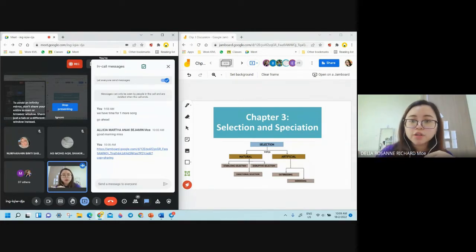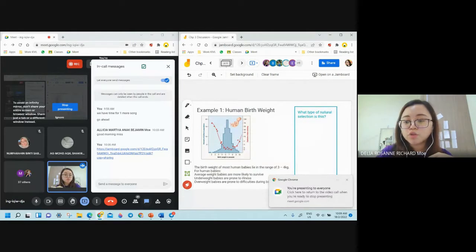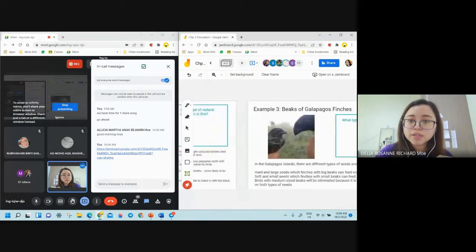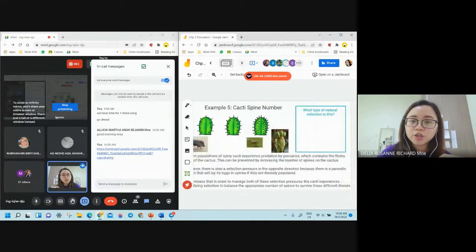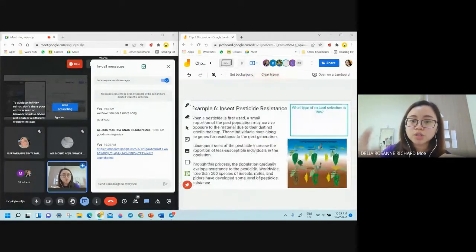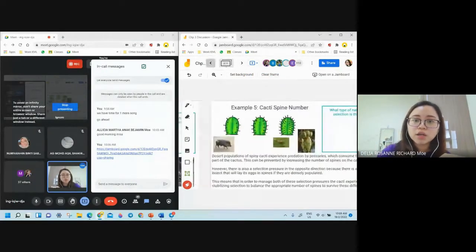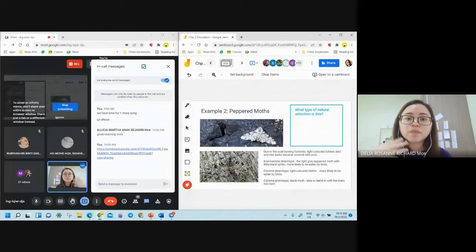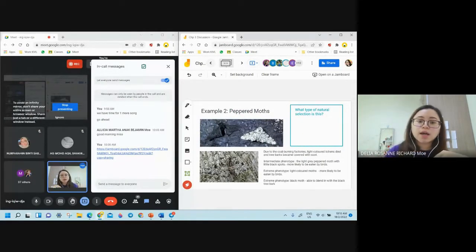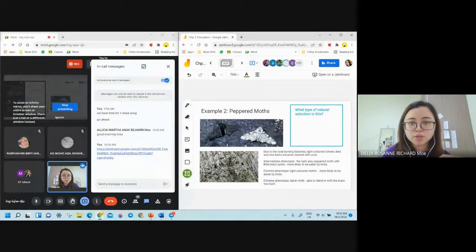So what we have here, as you can see on the screen, and if you follow the link to the Jamboard, you should be able to see we have 6 examples. 3 of them you can find in your lecture notes, and 3 are new. So I want to split you into breakout rooms. In the breakout rooms, you will discuss amongst each other, what do you think this type of natural selection is? After you have discussed and you agree with your teammates, you can type using a text box.